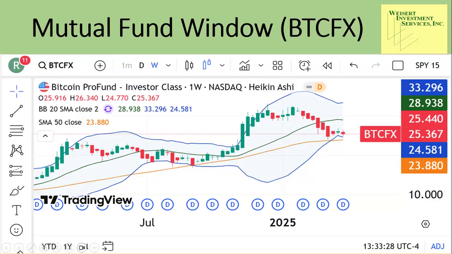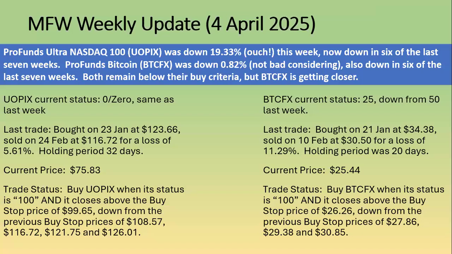So where does that take us? I don't know how many people on here have the mutual fund window, but this kind of illustrates what we send out. This was from last week, NASDAQ fund, and we were 100% cash. We've been there since February. It was down 19.33%. These are volatile funds. And the Bitcoin was down 0.82. And this is what it looks like, what the current status is, what the last trade was, the current price, and then when we would go ahead and get back in there.